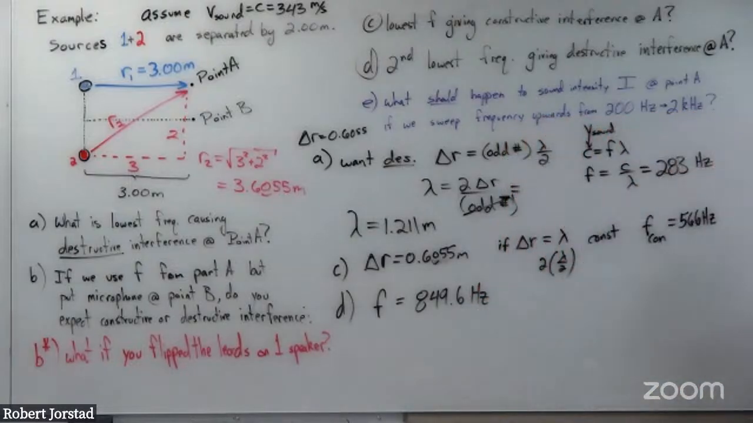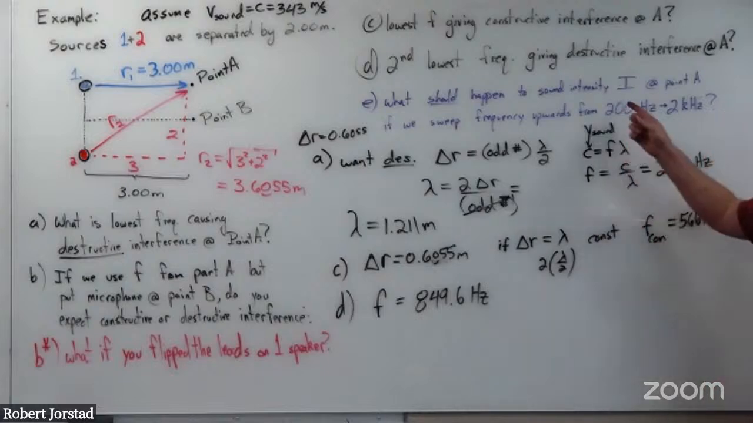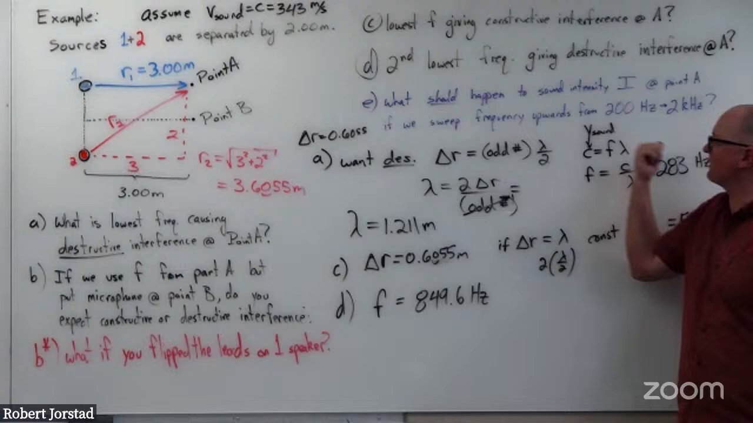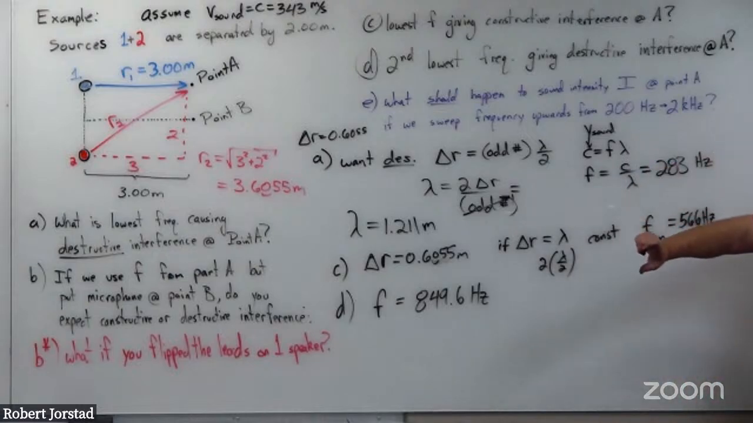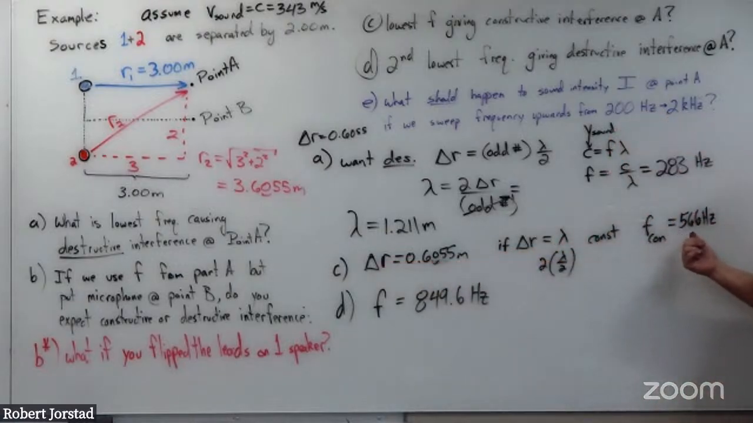So we see that as you start to increase, well, I guess that's part E. What should happen to the sound intensity? Not sound intensity level beta, but sound intensity I at point A if we're going to sweep the frequency upwards. If we start at 200, as we increase the frequency, I think we should hit a dead spot when the frequency hits 283, and then we should see it get a loud spot at 566, and then it'll go dead.